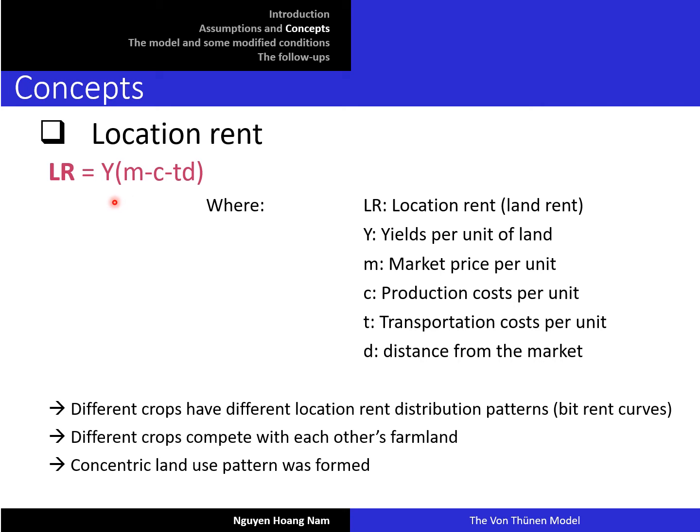Location rent is equal to y times m minus c minus td. Td is t times d, where Li is location rent, y is yield per unit of land, m is market price per unit, c is production costs per unit, t is transportation cost per unit.